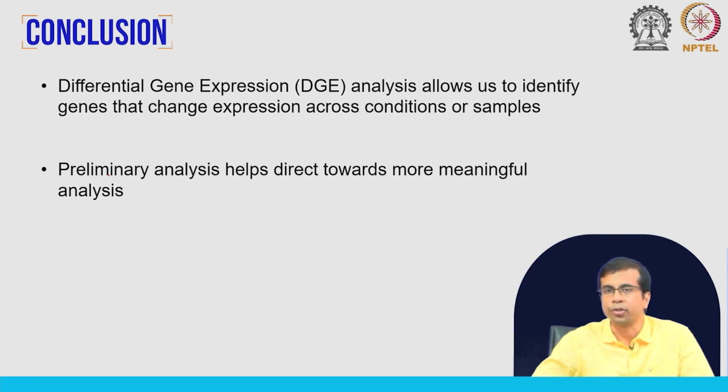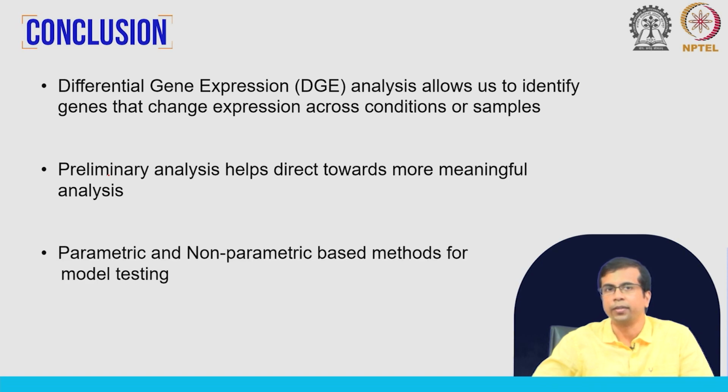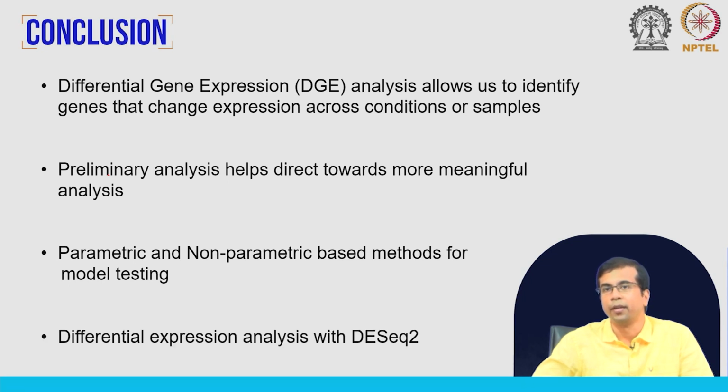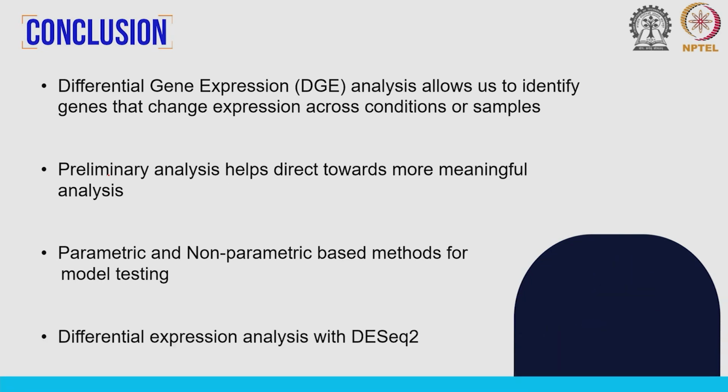So, we can choose which groups we should compare when we go for differential expression analysis. And we have also talked about parametric and non-parametric based methods for model testing. We have seen that the negative binomial distribution best fits the data, and we have started our discussion on differential expression analysis with DESeq2. So, there are some steps remaining which we will be discussing in the next class.